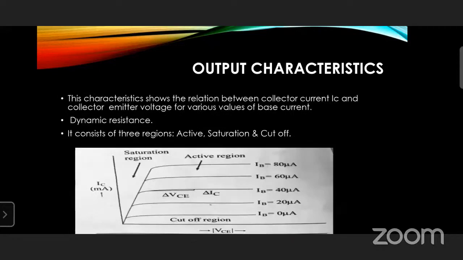Then output characteristic. This characteristic shows the relation between collector current IC and collector emitter voltage for various values of base current. In this, the change in collector emitter voltage causes a small change in current for constant base current, which denotes the dynamic resistance, and the ratio is delta VC upon delta IC at constant IB. It consists of three regions. First is active region, second is cutoff region, and third is saturation region.